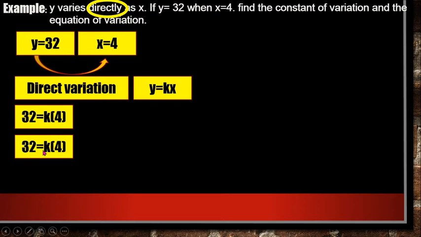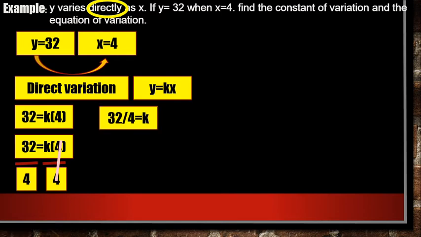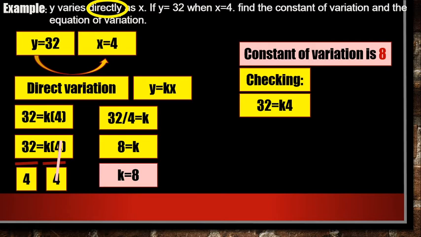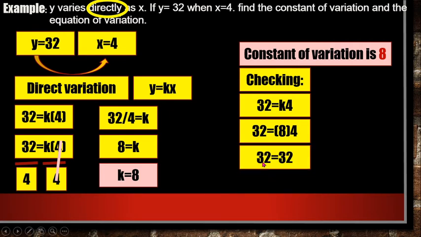So, we have here 32 is equal to k times 4, then divide both sides by 4. 4 divided by 4, the answer is 1, so we can cancel the 4 here. So, it will remain k. 32 divided by 4, the answer is 8. Therefore, the constant of variation is 8, or k equals 8. Since the constant of variation is 8, we can now check if our answer is correct. All you have to do is substitute the value of k into our given. So let's check if this will satisfy our given equation. Since k is 8, 8 times 4, the answer is 32, and that is equal to 32.